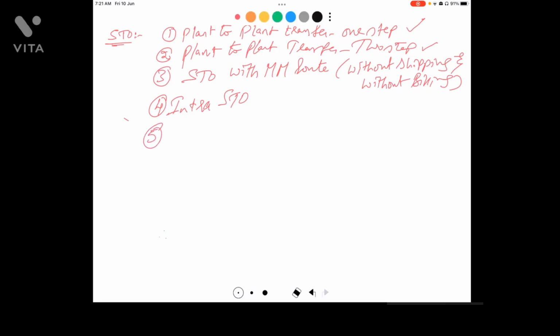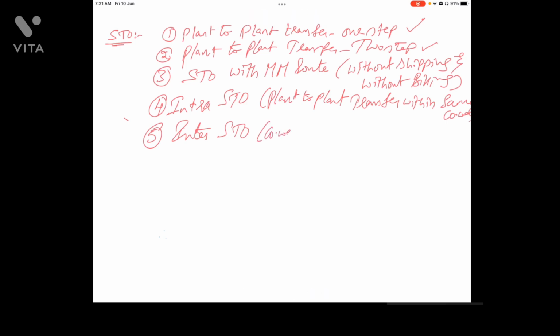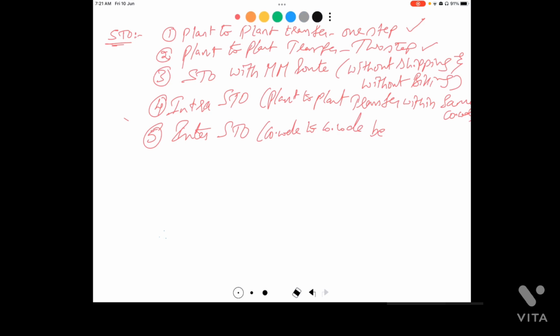and inter STO. So intra STO is nothing but a plan to plan transfer within the same company code. When talking about the inter STO, this is company code to company code transfer, between the two plants, or you can say plant to plant transfer between the two company codes.